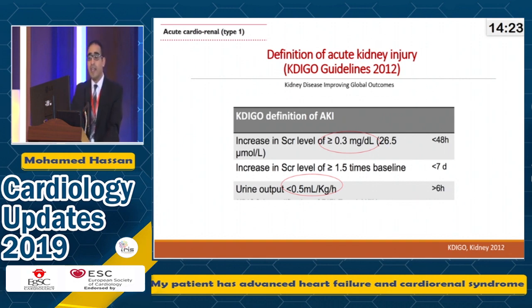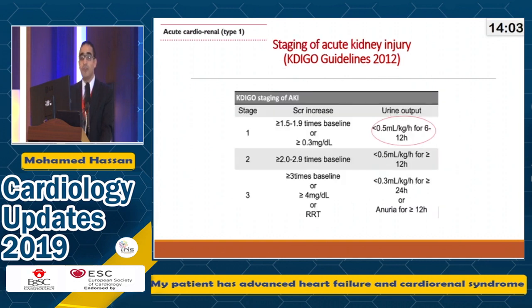They diagnose acute kidney injury when there is an increase in the serum creatinine of more than 0.3 milligram per deciliter within 48 hours, or an increase in the serum creatinine to 1.5 times the baseline in less than 7 days, or oliguria with a urinary output less than 0.5 milliliter per kg per hour within 6 hours. And this is staged into 3 stages.